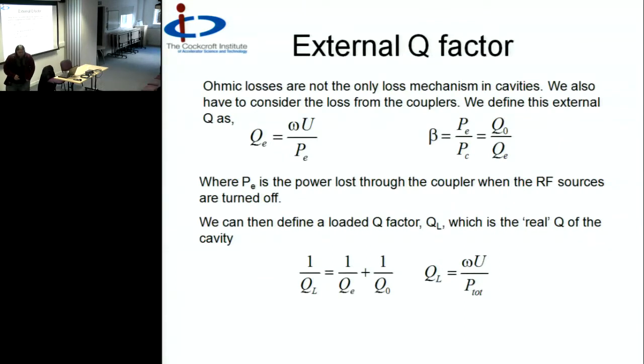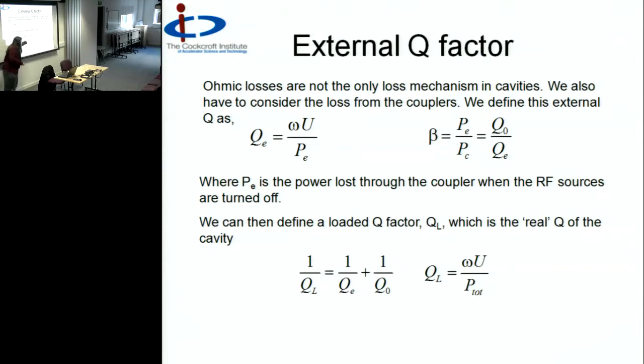Now, as well as the ohmic Q factor, which we saw in the first lecture, we also have something known as the external Q factor, which is the ratio of stored energy to power deposited in the load. This is useful because we haven't just got power going to the cavity as heat, we've also got some power going back out the coupler, or couplers, and you may have multiple, and that power goes to the load. So you lose power from the cavity, the stored energy goes down, but it doesn't go into the cavity walls as heat. So we define this external Q factor, QE, as omega U over PE.